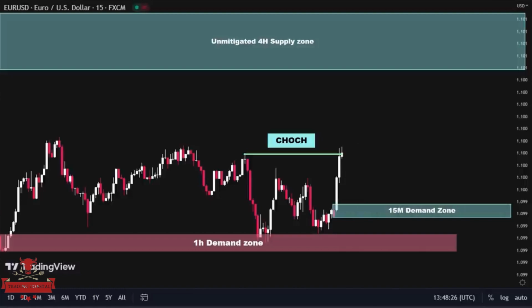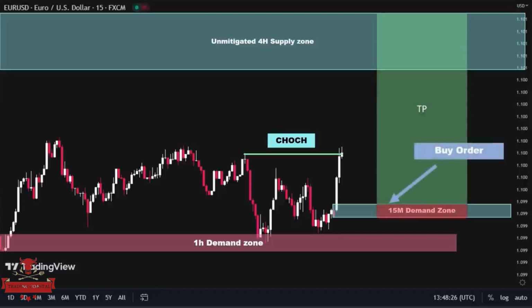Now we have spotted VSR entry confirmation, and also price is in the gray discount zone. It's time to set our buy order. I will set my buy order at the highest point of the demand zone and place my stop loss a few pips below the lowest point of the zone to manage risk.